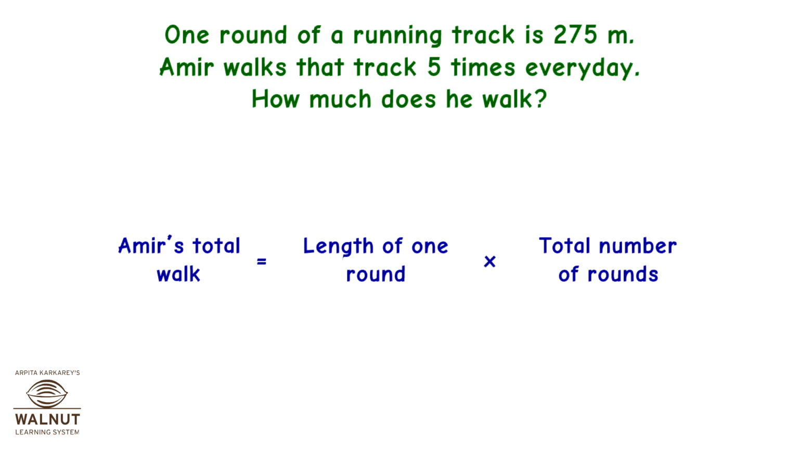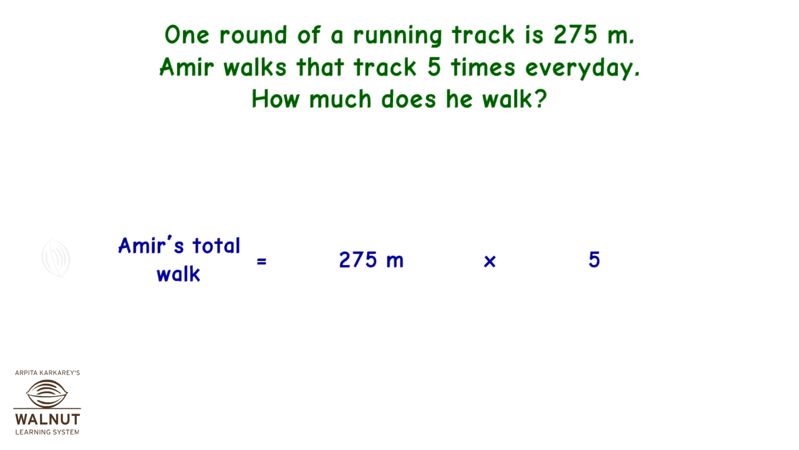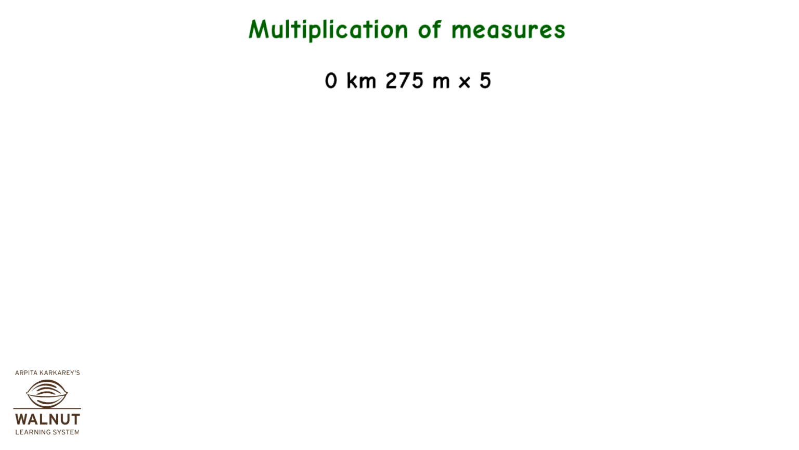The length of one round is 275 meters. He does 5 rounds. We now have to multiply. This is what we already know how to do. We write the units. Below that we write the measures. Then we get ready to multiply.